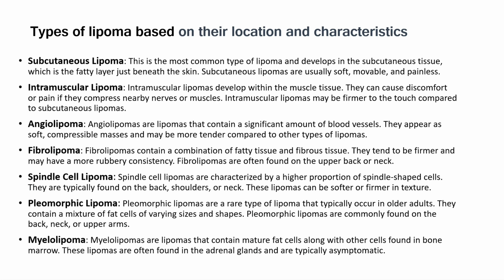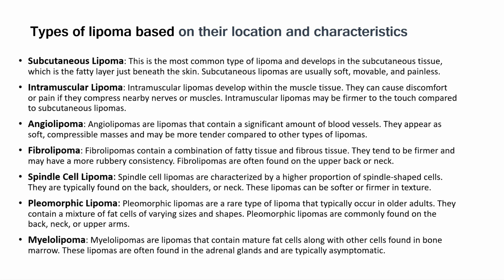Angiolipomas are lipomas that contain a significant amount of blood vessels. They appear as soft, compressible masses and may be more tender compared to the other types of lipomas. Fibrolipomas contain a combination of fatty tissues and fibrous tissue. They tend to be firmer and may have more rubbery consistency. Fibrolipomas are often found on the upper back or neck.